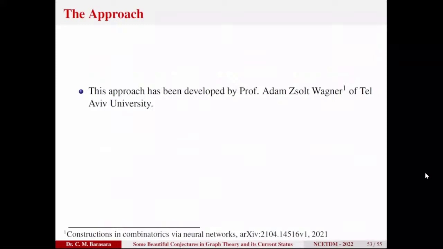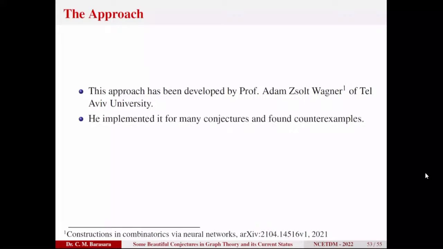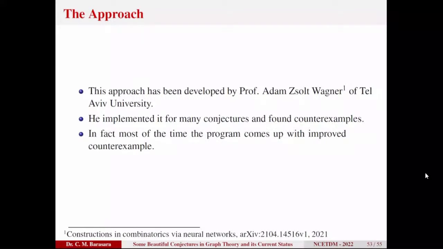This approach has been developed by Professor Wagner from Tel Aviv University, and interested learners can read the papers he has published. I have given the paper and the footnote in 2021. He implemented it for many conjectures and found counterexamples. In fact, most of the time the program comes up with improved counterexamples for conjectures which are already settled down.